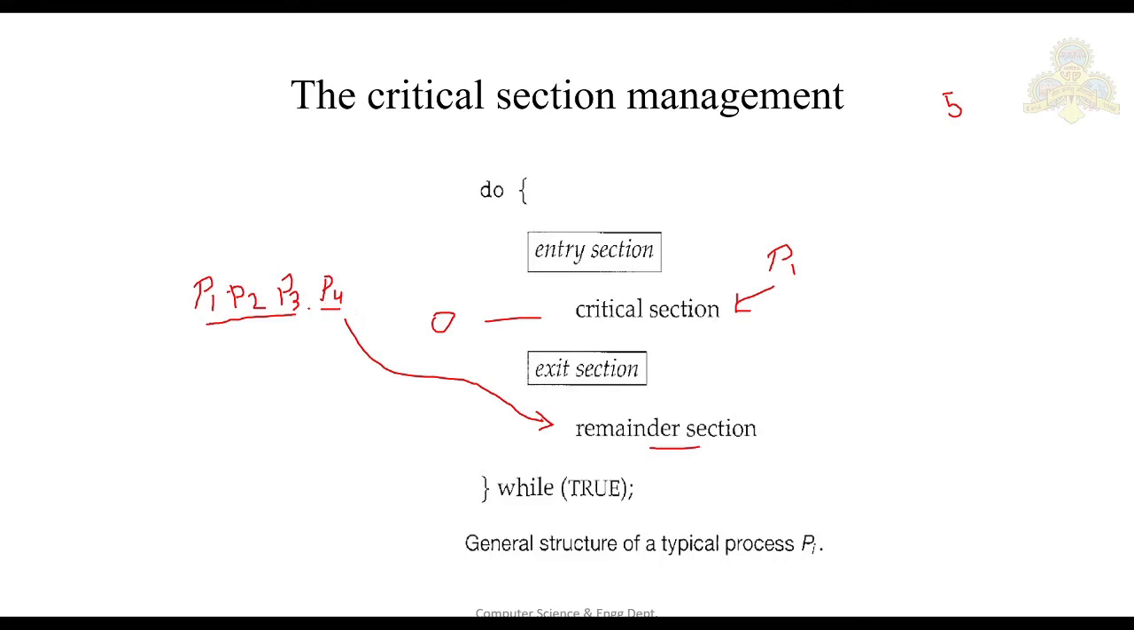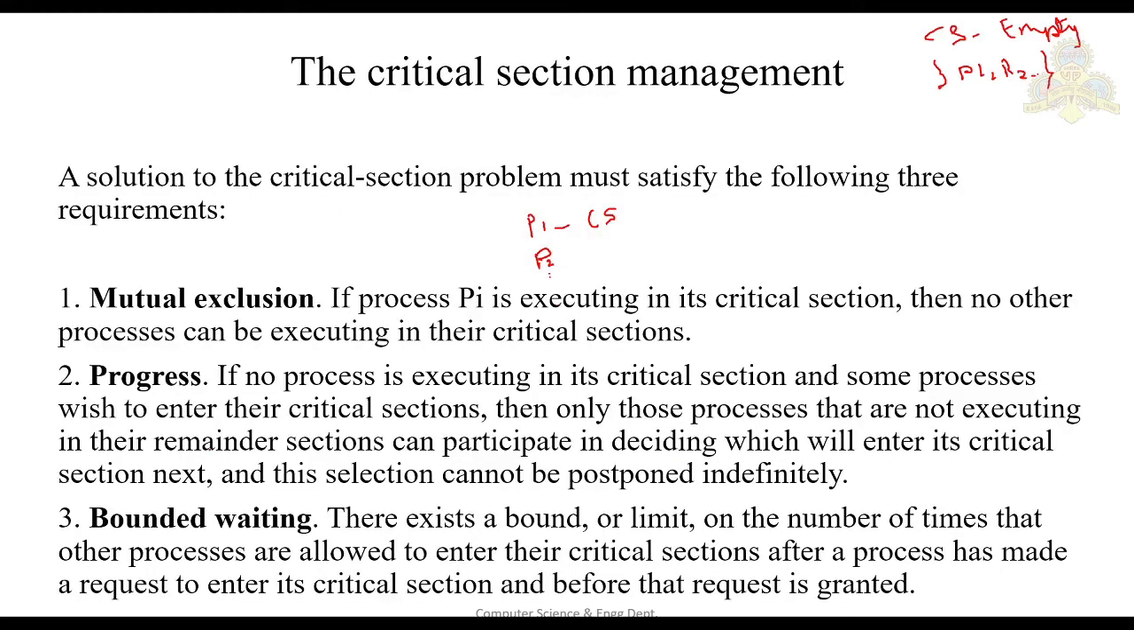In this discussion, P4 should not be allowed. Why? Because it is currently executing some instructions, right? It is busy. P4 is busy, so it is not allowed in the discussion. Only the discussion is between the P1, P2, P3 processes, and among them, one is chosen to enter this critical section. So that is the progress.